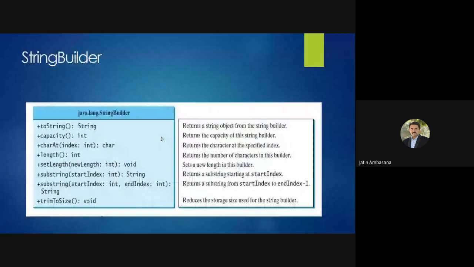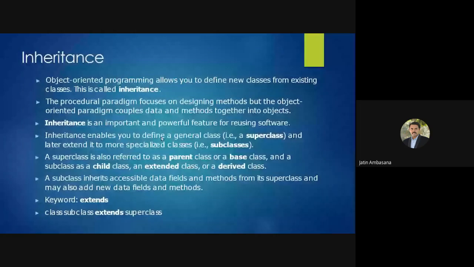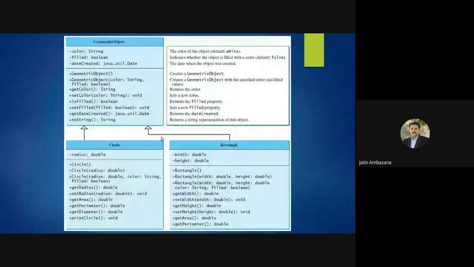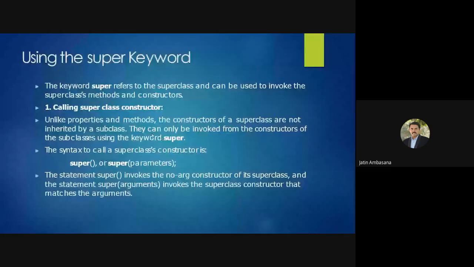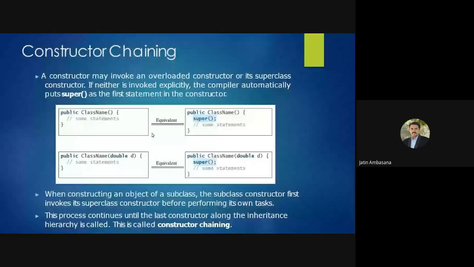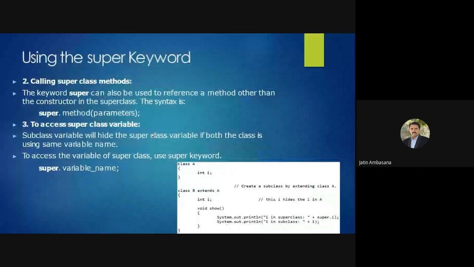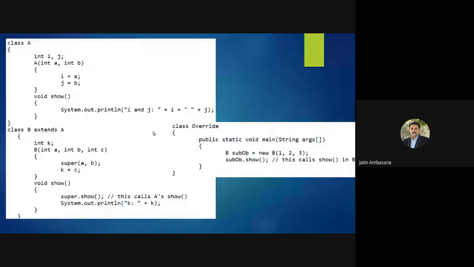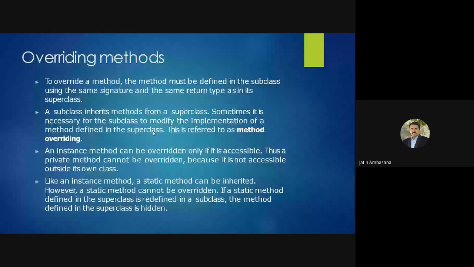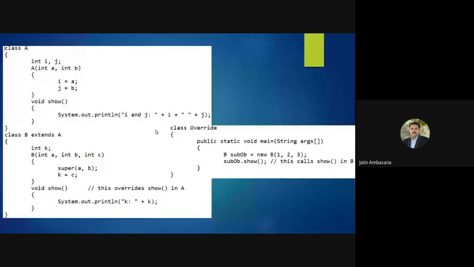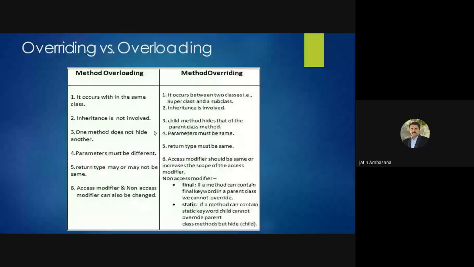Then we also saw inheritance, which is one of the relationships among classes, a kind of easier relationship. Then we saw the use of the super keyword when we are inheriting a class. Then we saw constructor chaining, and the super keyword in the case of constructors and in calling methods. Then we saw how child class methods can override parent class methods, and what the difference between overloading and overriding is.